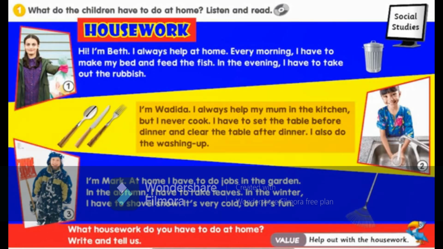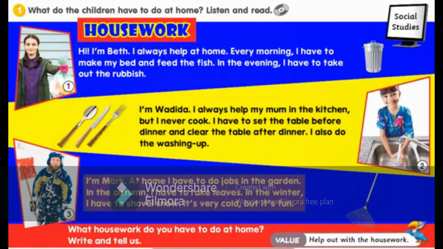I'm Wadida. I always help my mum in the kitchen, but I never cook. I have to set the table before dinner and clear the table after dinner. I also do the washing up. I'm Mark. At home, I have to do jobs in the garden. In the autumn, I have to rake leaves. In the winter, I have to shovel snow. It's very cold, but it's fun. What housework do you have to do at home? Write and tell us.